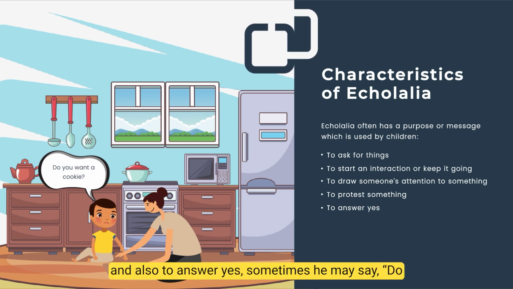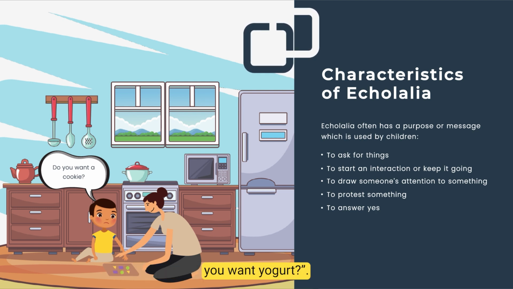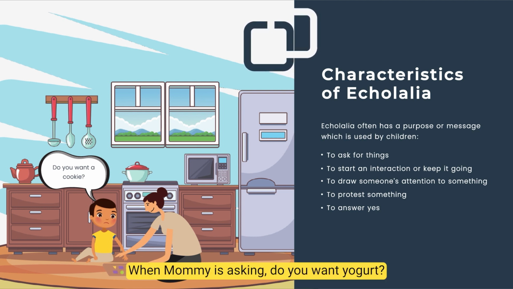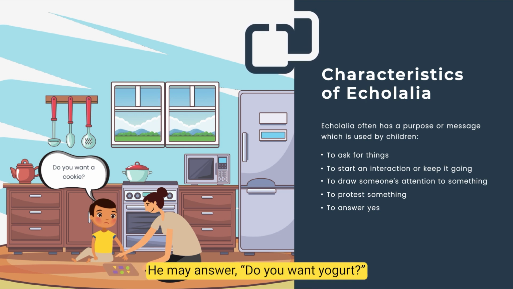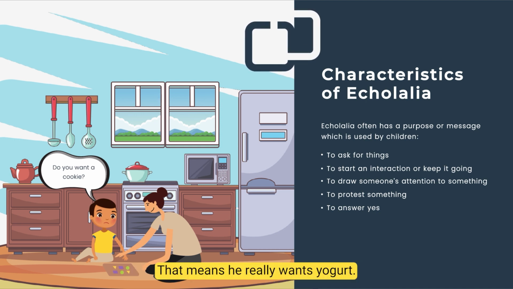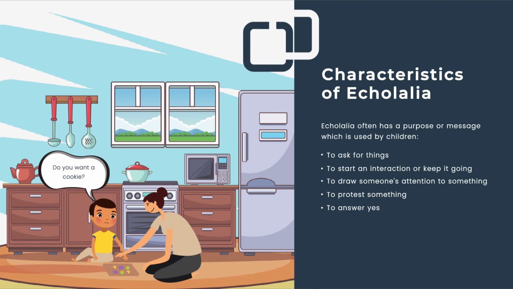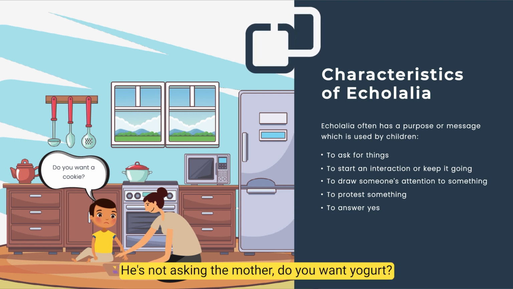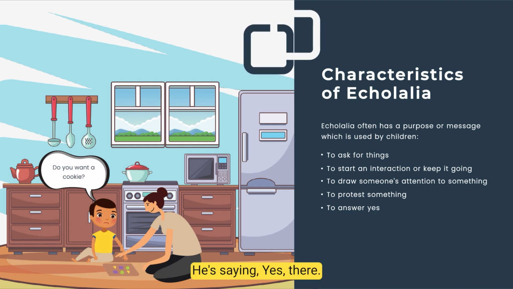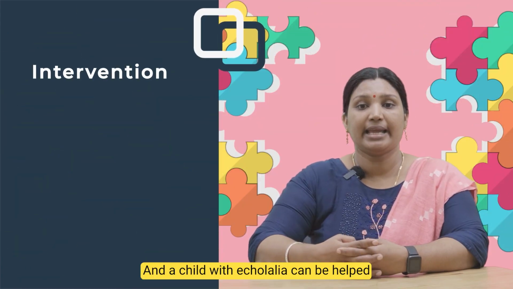And also to answer yes. Sometimes when mom asks, do you want yogurt? he may answer, do you want yogurt? That means he really wants yogurt. He's not asking the mother, do you want yogurt? He is saying yes there. And a child with echolalia can be helped.